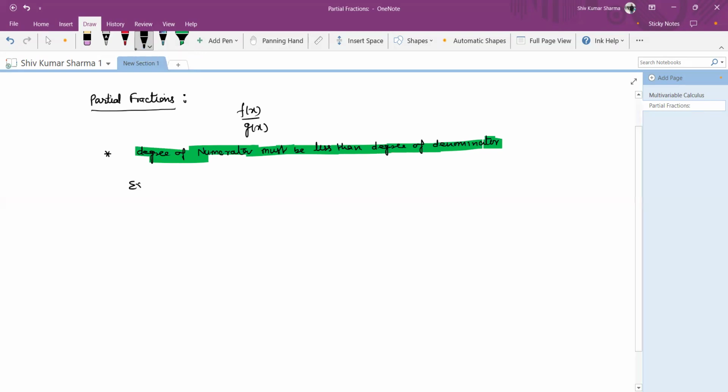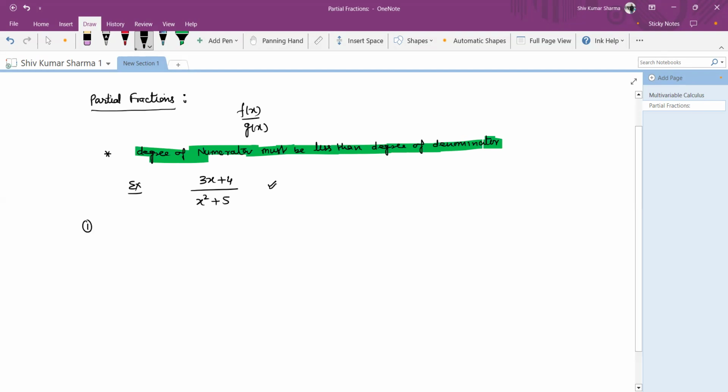For example, consider 3x plus 4 upon x square plus 5. Here the degree of the numerator is 1 and the degree of the denominator is 2, so we can do the partial fractions directly for this particular function. Okay, so we start with the first rule of how to do partial fractions.